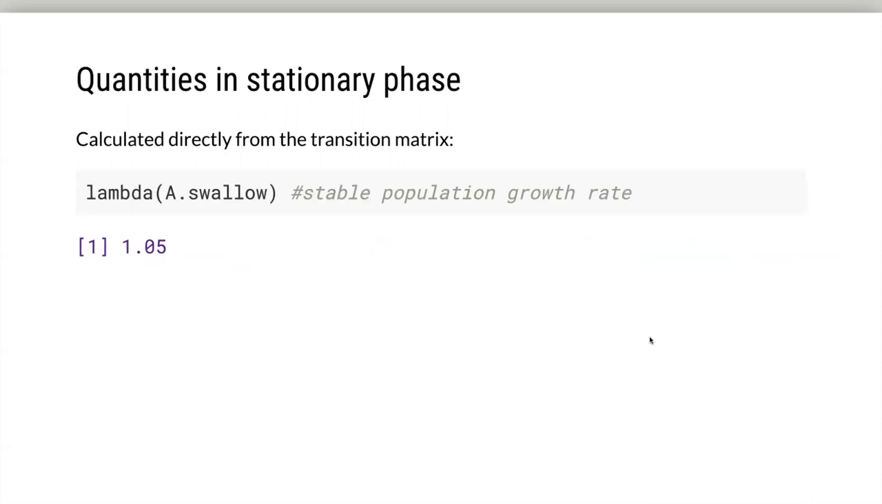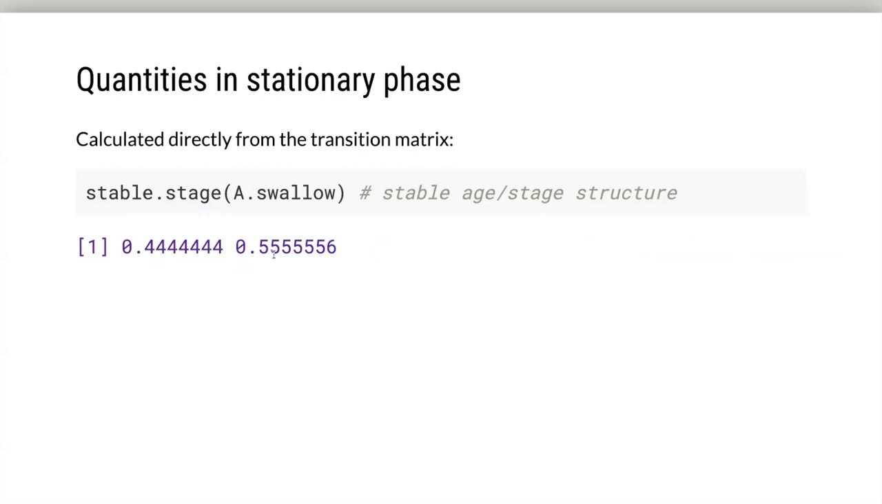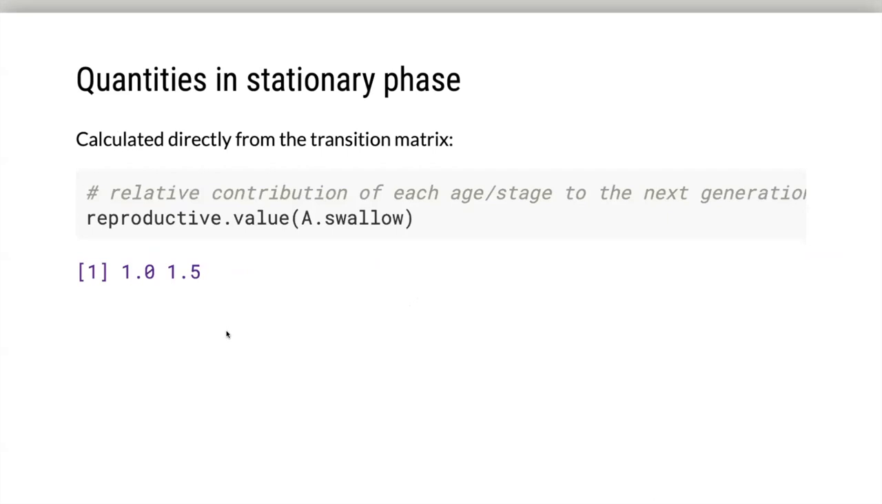So as I said, we can directly, without running the projection, know the stable population growth rate if we have the Leslie matrix. So that's the function lambda, and it's giving you the asymptotic growth rate. Same for the stable stage distribution. Also for the reproductive value. So it's giving you the relative contribution of each age or stage to the next generation.